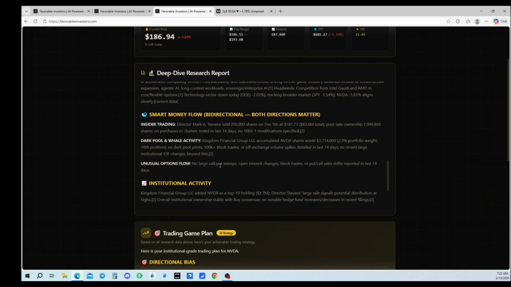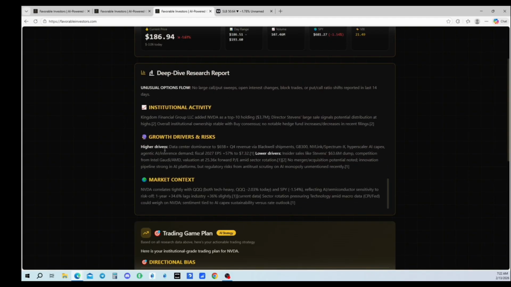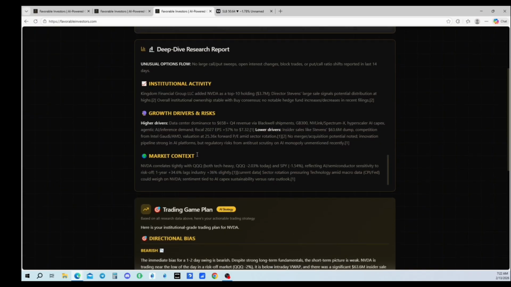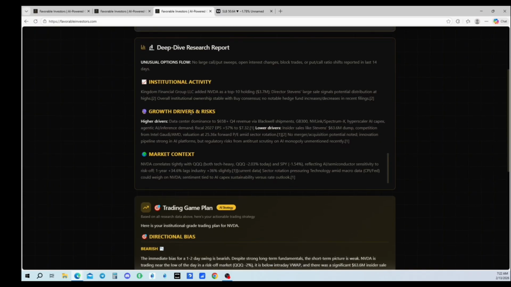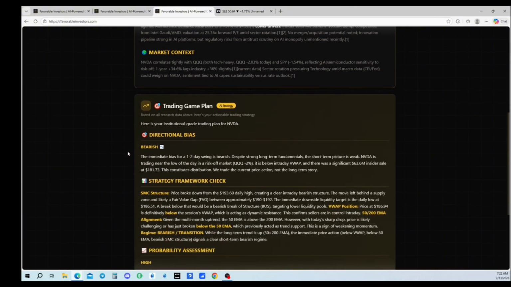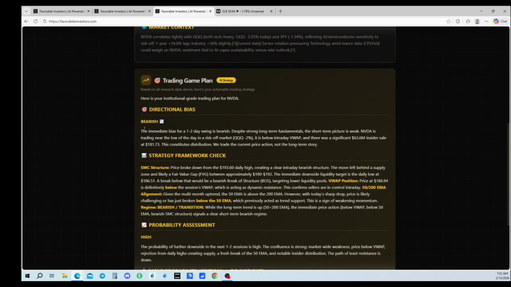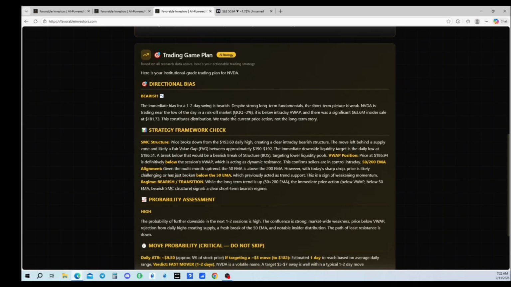Wow, look at all this stuff that it is doing for you. Institutional activity, growth drivers and risks. It tells you right here that, data center dominance to $65 billion plus in quarter four, market context. Now, here it is, trading game plan. Based off of all that data that it just did for you, it is telling you right now that no matter what strategy you are trading, you should be looking bearish. No matter what it is.